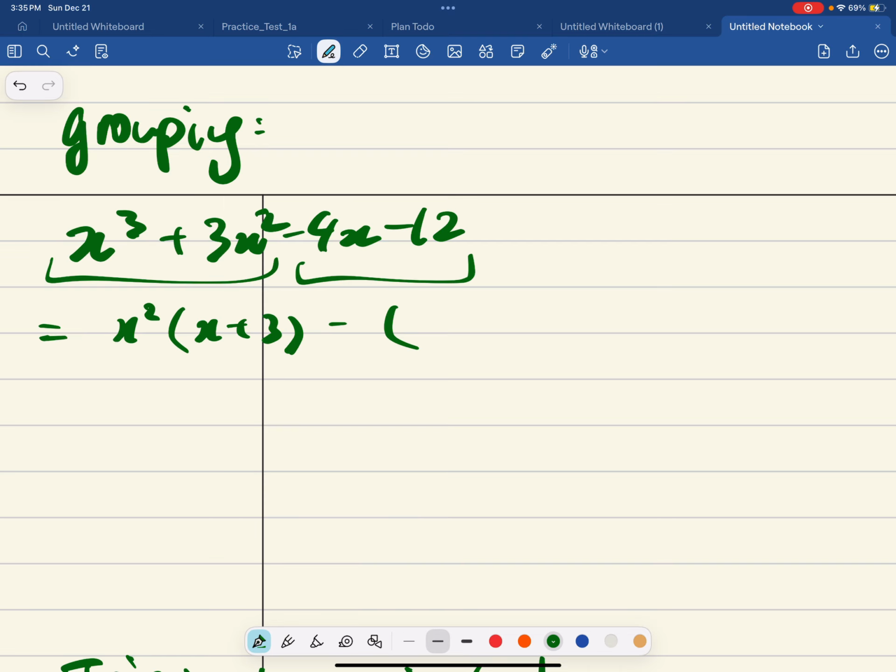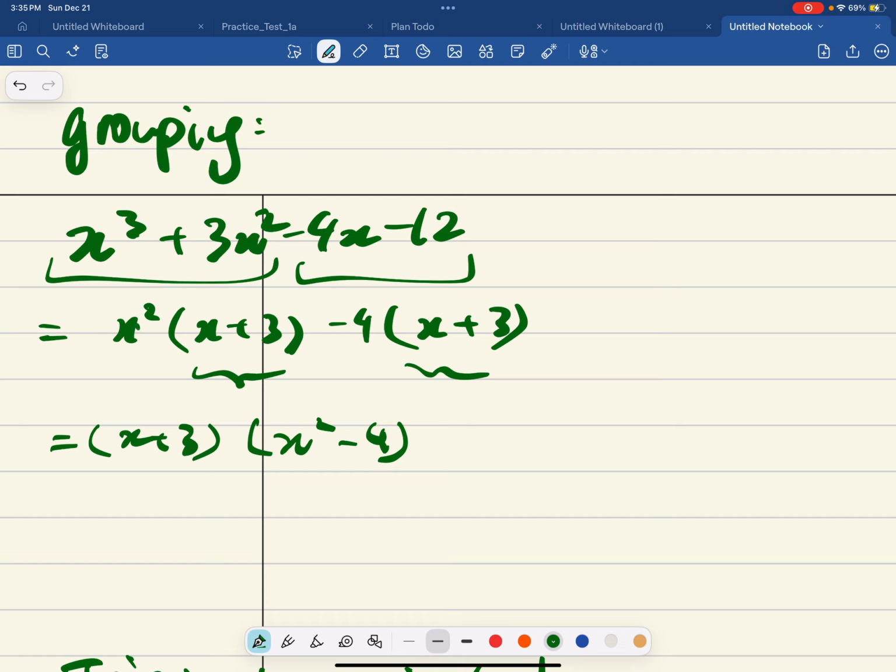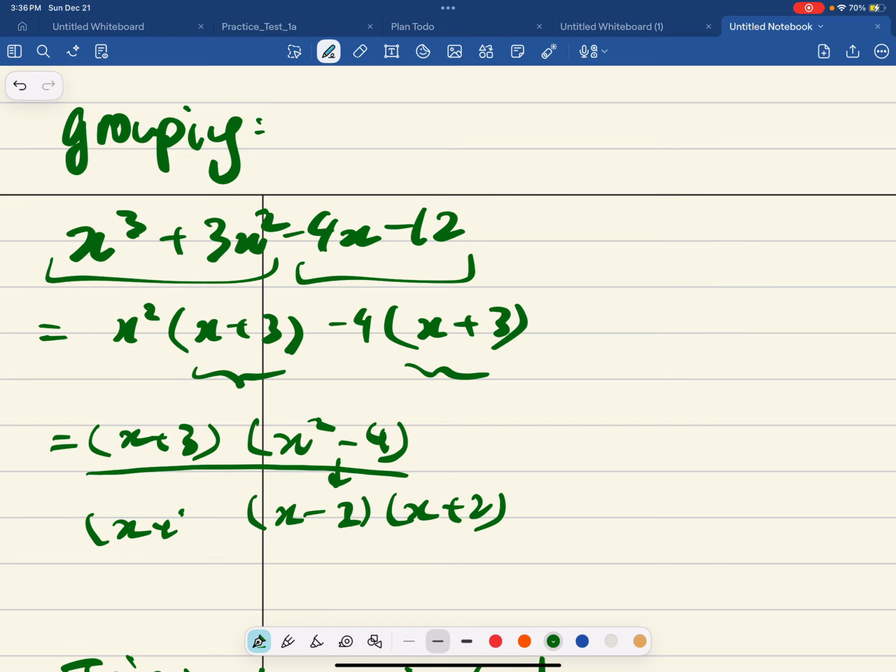And you can here factor out -4, and you'll see that there are two common factors, x plus 3, it groups up, and x squared minus 4 groups up. So if you distribute that, it does give the expression, multiplying the x cubed, which is common, and x squared minus 4. And you can see that x squared minus 4 also factors even further. So this one becomes x plus 2, and that's the final answer.